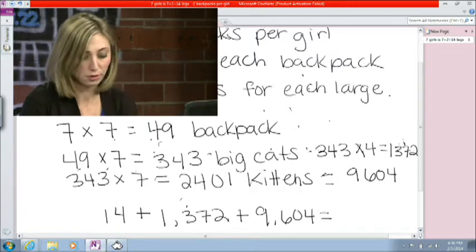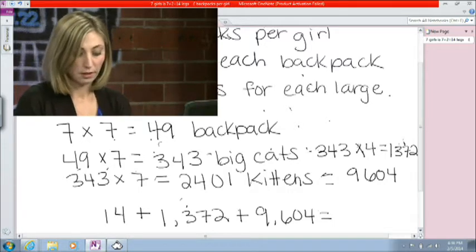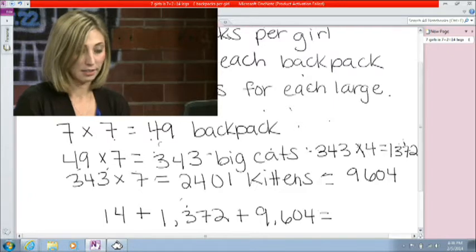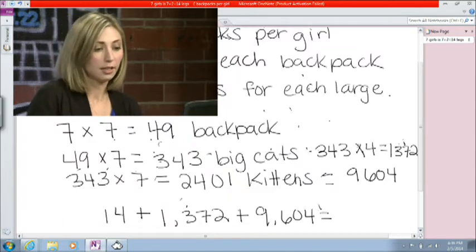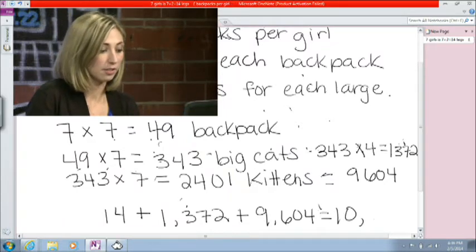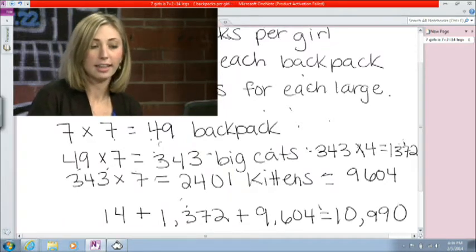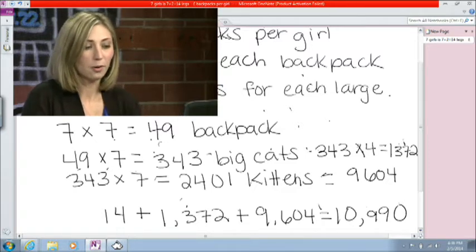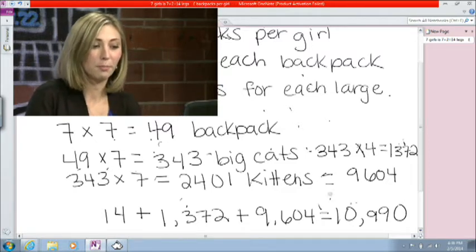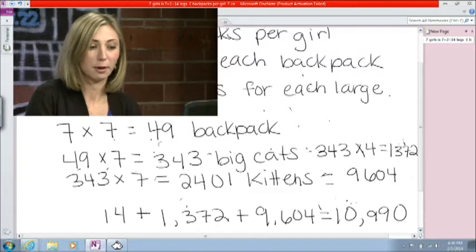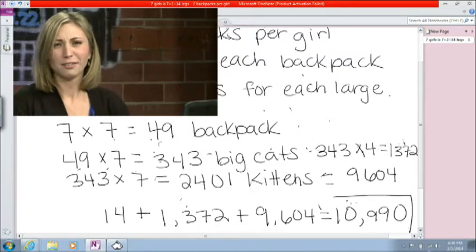And so we want to put those all together so that we can find out how many legs there are altogether. When we add these up, we end up getting a total of 10,990 legs, which is a whole lot of legs to fit in one bus. But I still really liked that problem. So thank you for calling that one in. I really liked solving that one for you. Thank you.